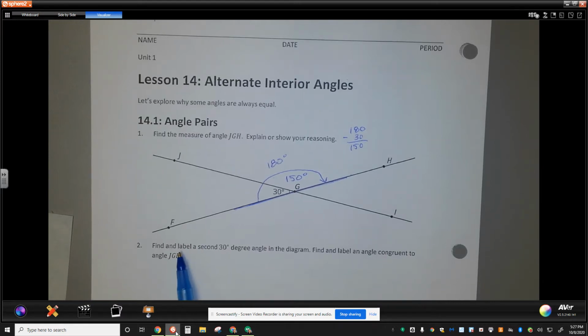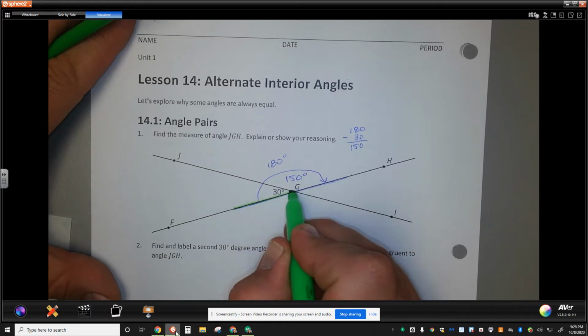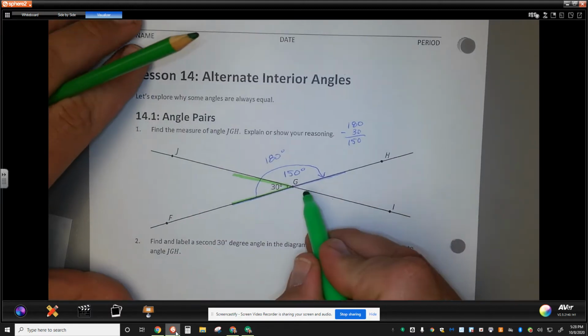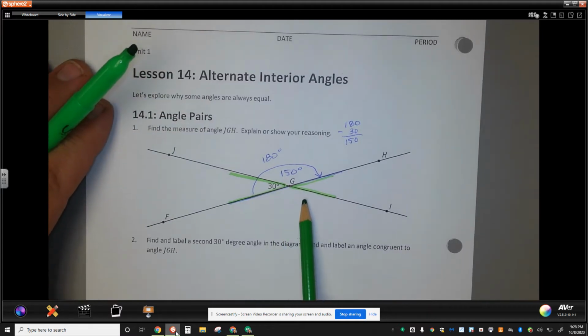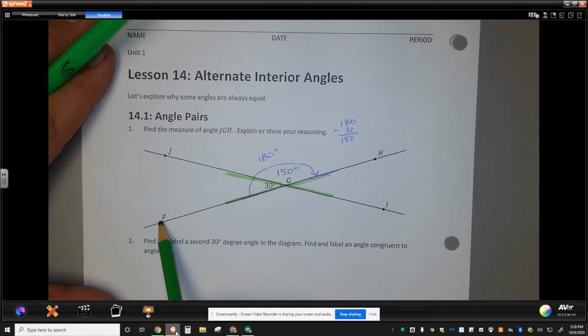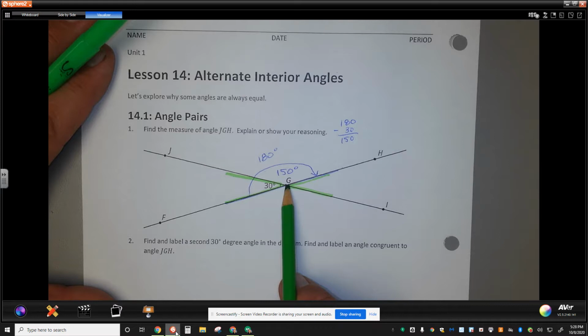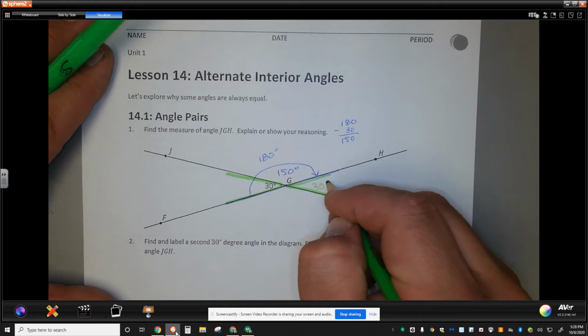Now when we move on to this next one, find and label a second 30-degree angle in the diagram, we can think back to our understanding of vertical angles. A set of vertical angles are two angles that share a common vertex and they're opposite of each other in an intersection. We also know that a rotation of 180 degrees proves they're congruent. So if I were to rotate this angle JGF 180 degrees around point G, it would map exactly onto HGI to make 30 degrees.